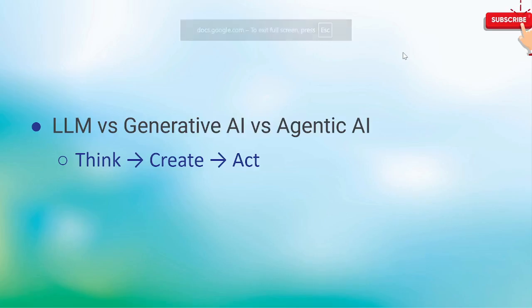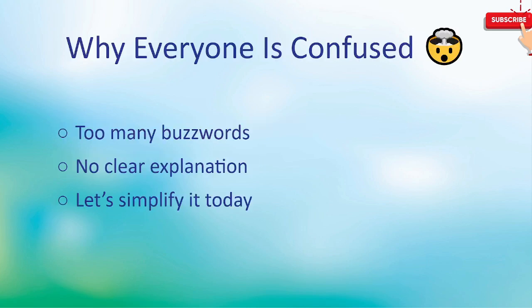Everyone is talking about AI, LLMs, generative AI, agentic AI, but honestly, most people are just finding it difficult to understand it. And if you are feeling confused, you are not alone. So, in this video, I'll explain everything in the simplest way possible with real examples. So, after this, you will never be confused again.